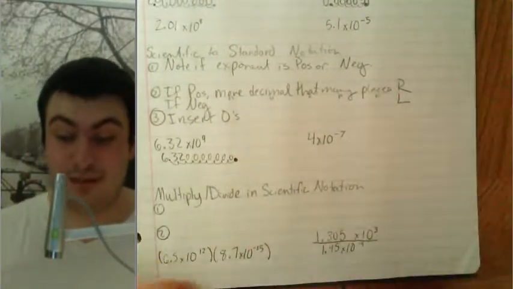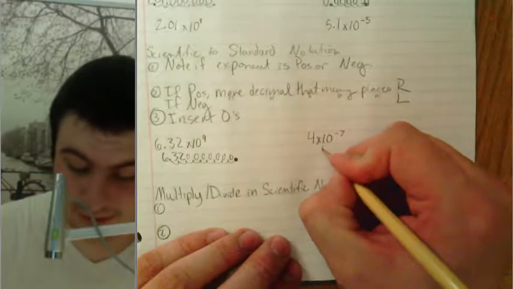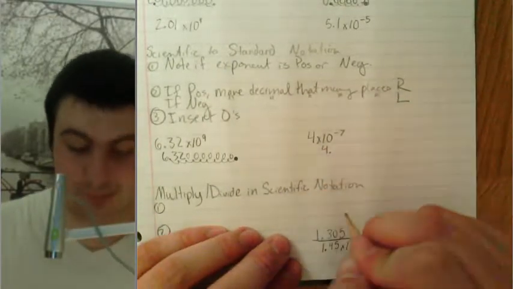Now if we have 4 times 10 to the negative 7, I'm going to rewrite 4 and the decimal place would be here.